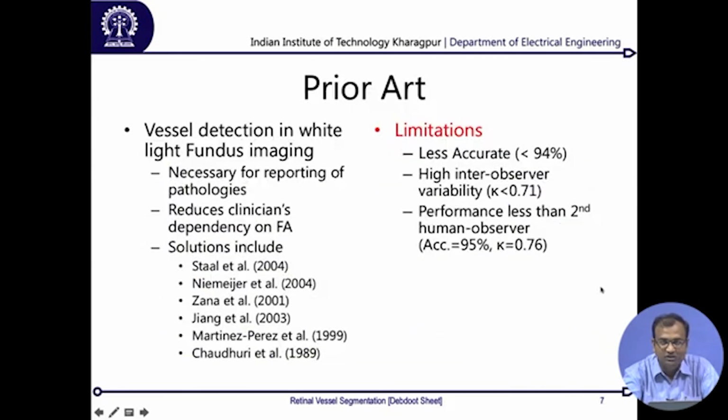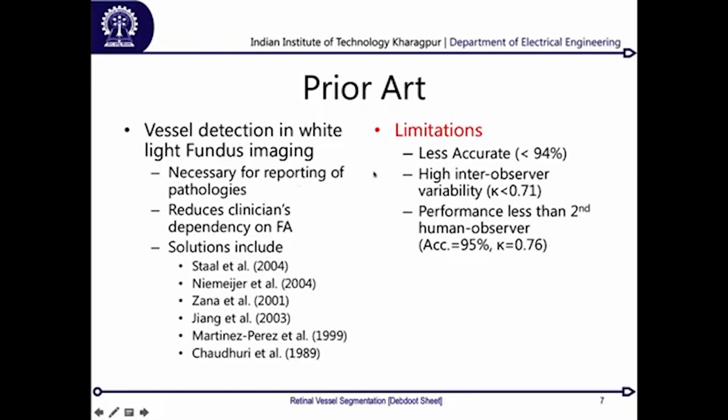Now that you know about all your data sets, the next thing is knowing about what has happened in the past, and that brings us to the prior art problems. Now vessel detection in white light fundus imaging is necessary for the referencing of different pathologies. Whenever an ophthalmologist reports a particular pathological manifestation on the fundus image itself, he or she is going to report it with respect to anatomical locations or landmarks, which are often denoted with respect to vascular branching or where the vessels are. So that's what acts as ground referencing.